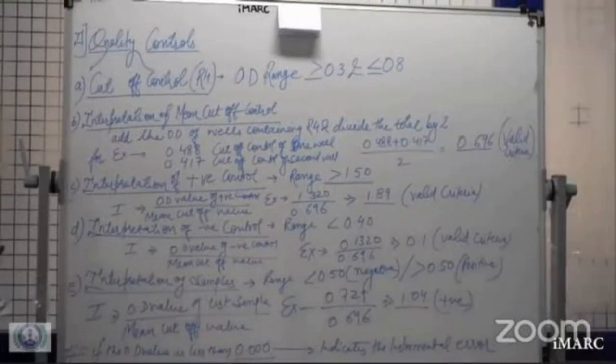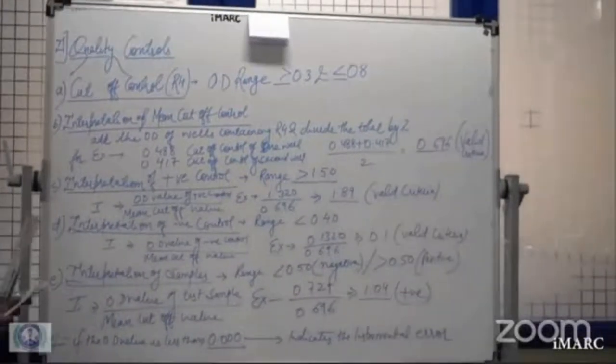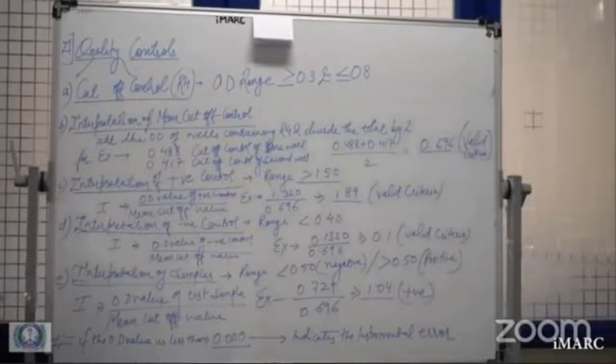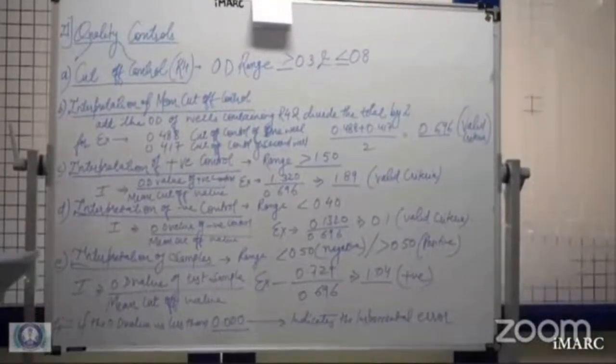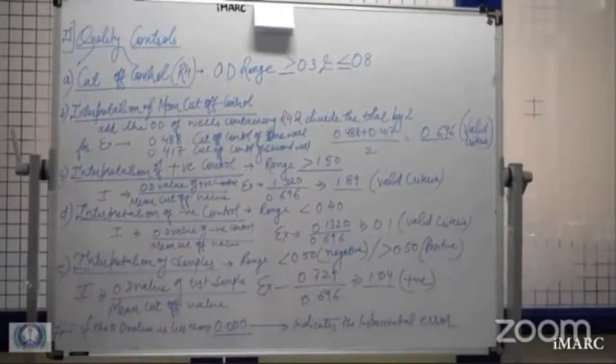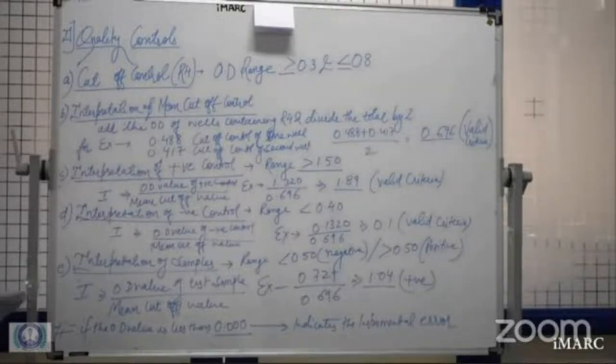Failure of any of these quality controls to meet the validity criteria will indicate a contamination and will determine our experiment as invalid. So here, the result of the patient sample should not be reported and repeat testing is recommended.